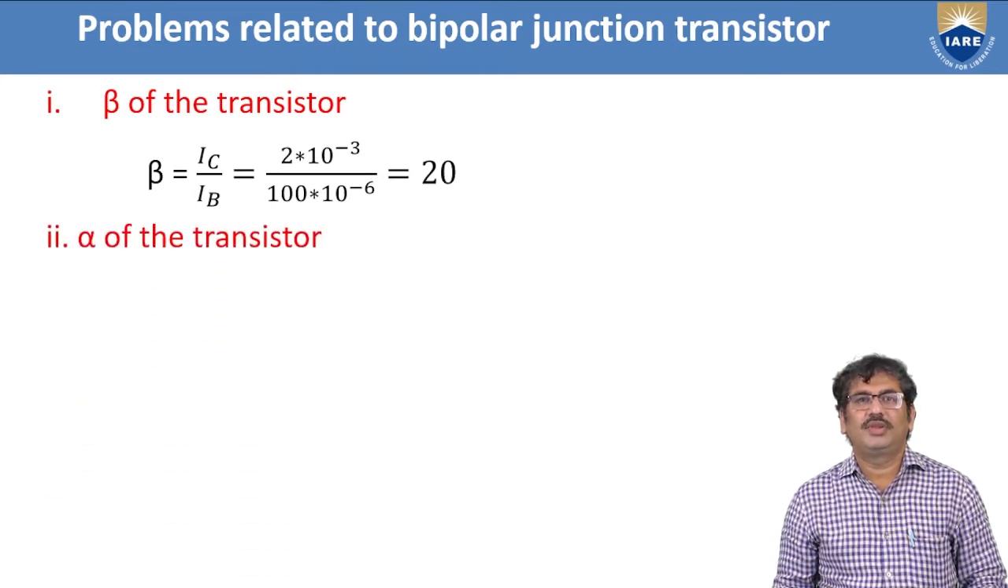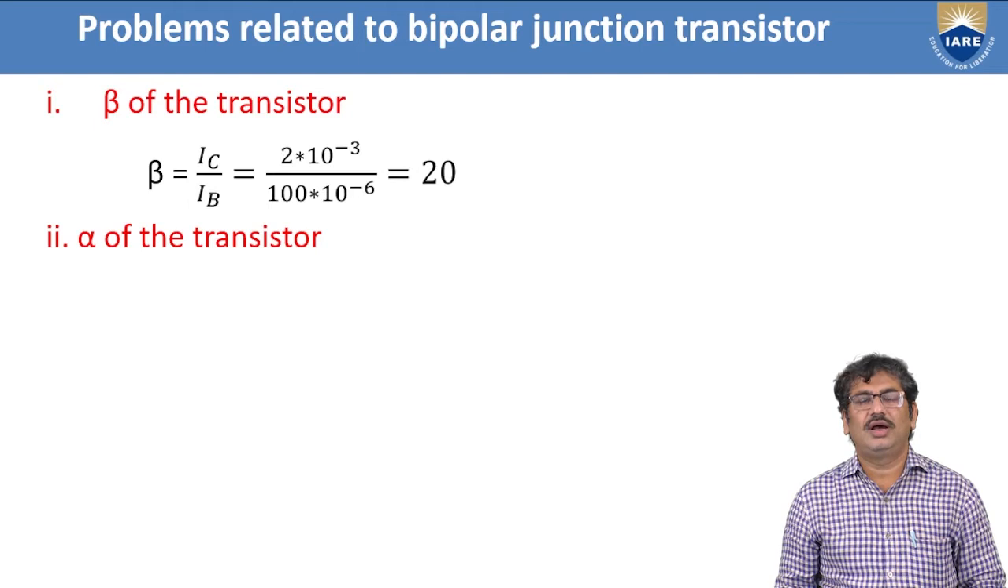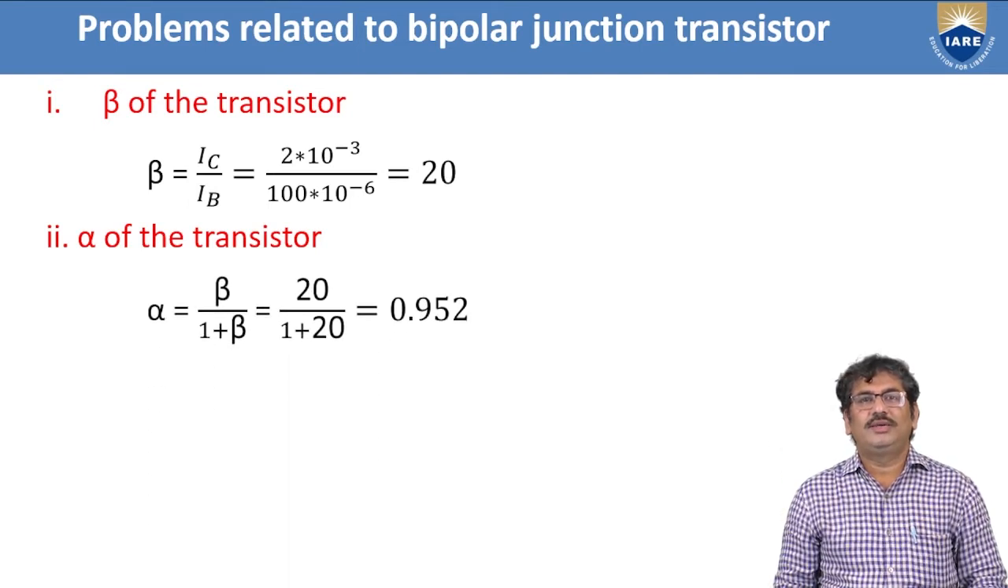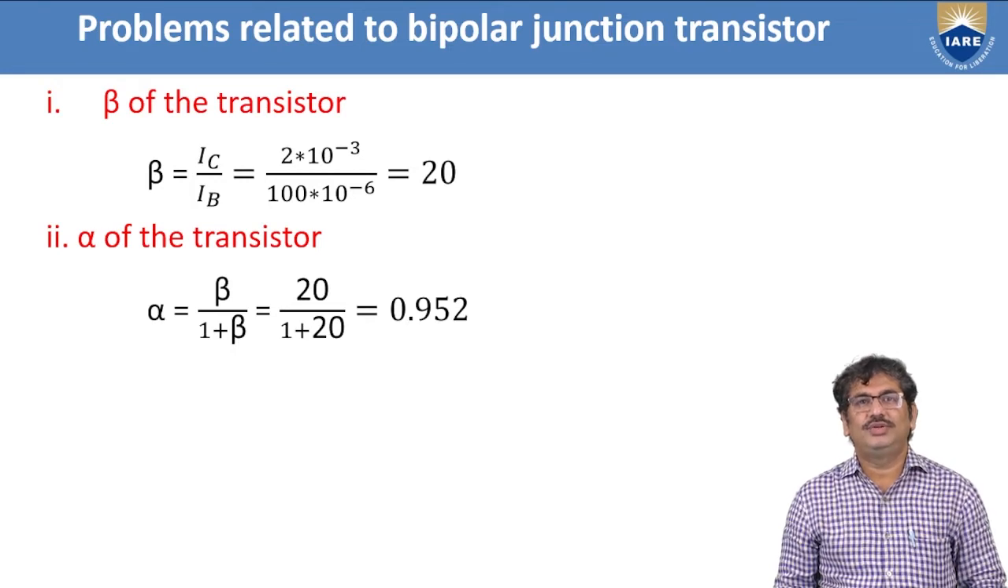The second part is finding alpha of the transistor. The alpha you can write in terms of beta as alpha is equivalent to beta by 1 plus beta. We have estimated beta as 20. By substituting beta as 20, we get alpha is equivalent to 20 divided by 1 plus 20, which will give us 0.952.